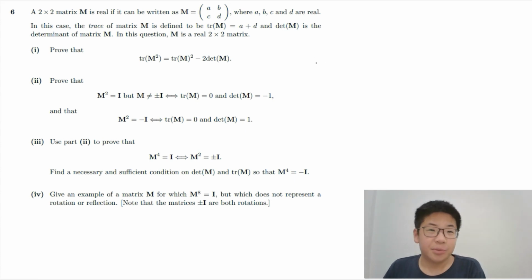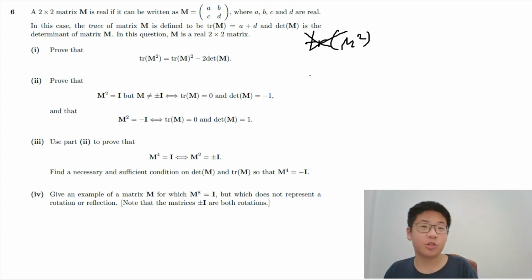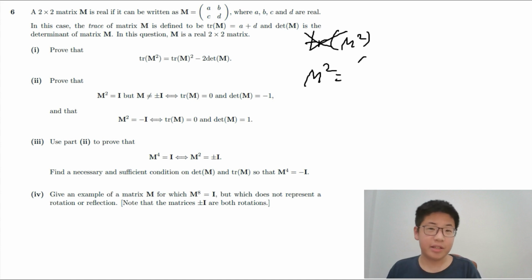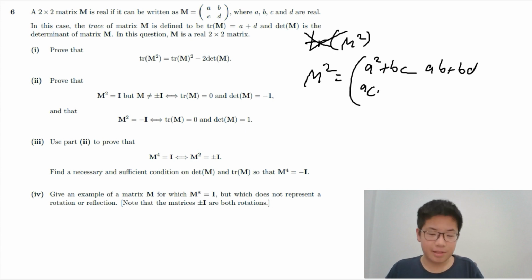So, we have the trace and the determinant. The determinant is the one that you might have encountered. The trace is, well, another measure. So, trace of M squared is, well, before we calculate trace, let's calculate M squared. It equals, using the multiplication formula, a squared plus bc, ab plus bd, ac plus cd, d squared plus bc.